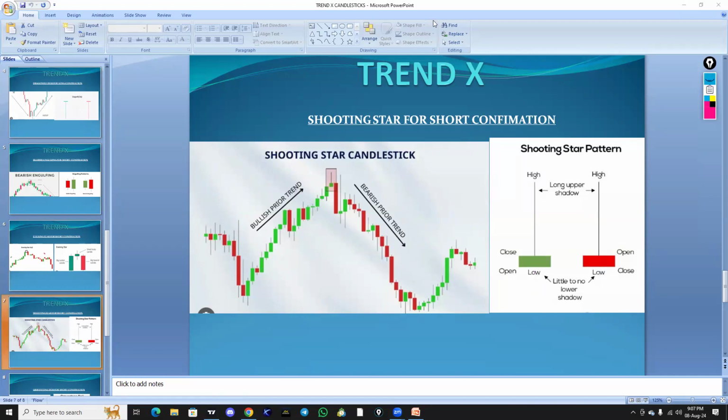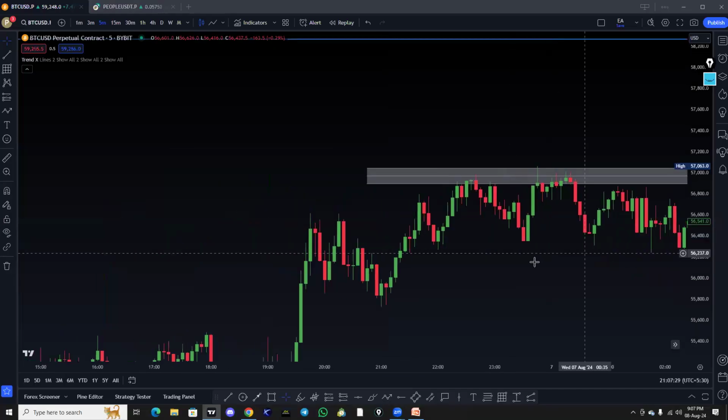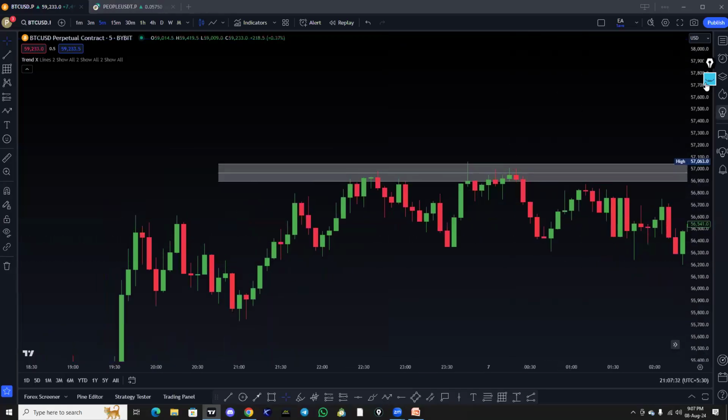Okay, the wick should be short. It should not be a very big wick. So I'll show you. Sometimes we'll see candles without a wick or with a wick, like this candle, and it should be near resistance.